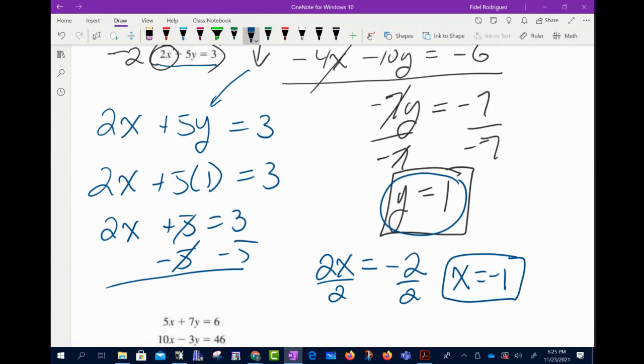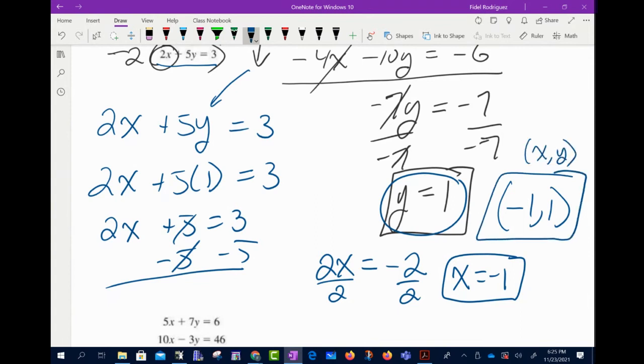And if x is equal to negative 1, and I know that y is already equal to positive 1, the solution is negative 1, positive 1. Remember, the solution, y'all, is always written first x and then y.